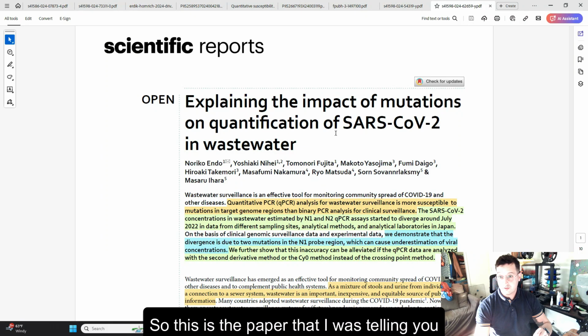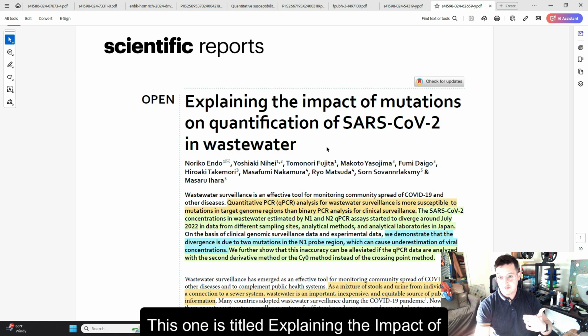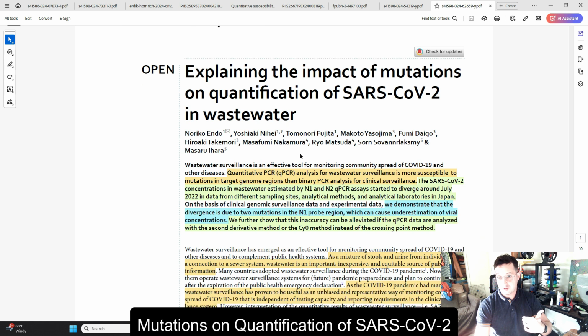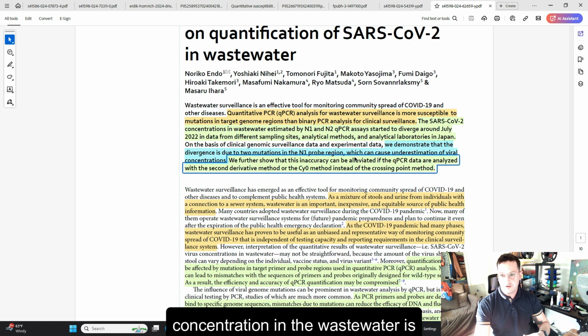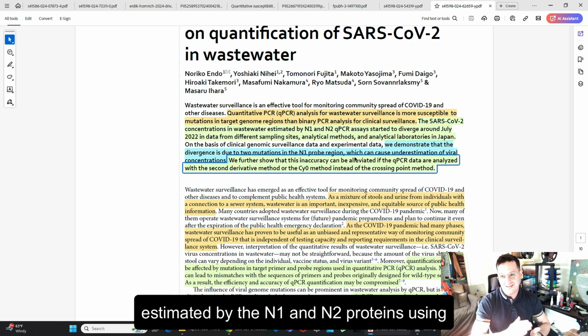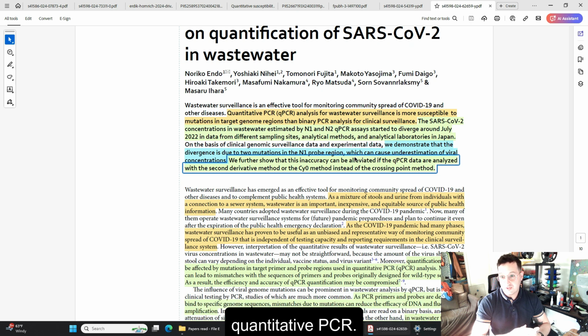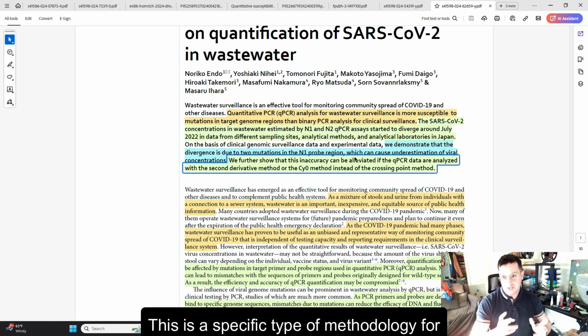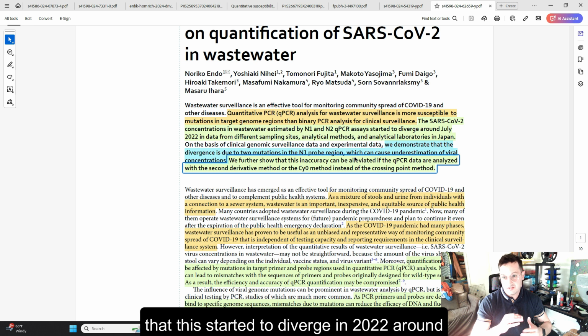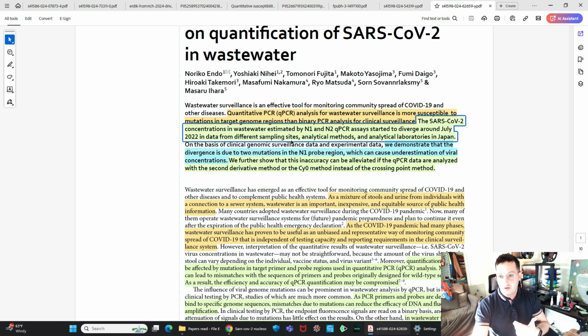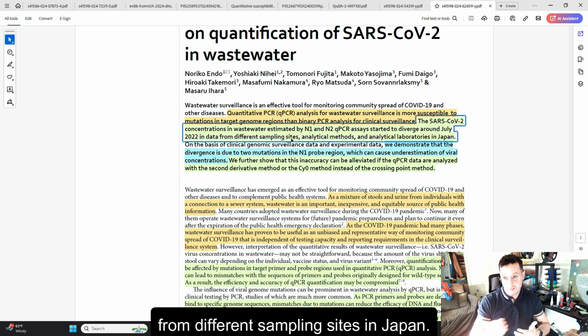So this is the paper that I was telling you guys about. This one is titled Explaining the Impact of Mutations on Quantification of SARS CoV-2 in the Wastewater, where the COVID concentration in the wastewater is estimated by the N1 and N2 proteins using quantitative PCR. This is a specific type of methodology for detecting COVID in wastewater, and it noted that this started to diverge in 2022, around July of 2022, from different sampling sites in Japan.